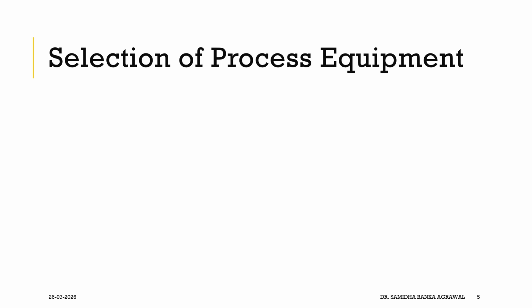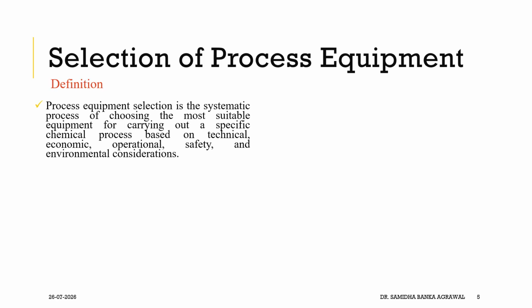After selecting a suitable equipment, engineers prepare an important engineering document. So now we will go through selection of process equipment. We will first define how we select a process equipment. Process equipment selection is a systematic process of choosing the most suitable equipment for carrying out a specific chemical process based on technical, economical, operational, safety and environmental conditions.